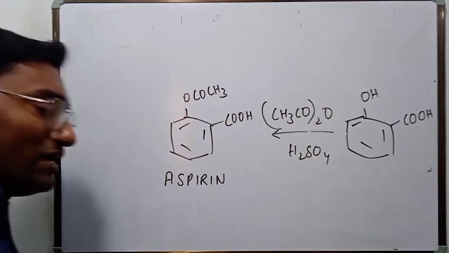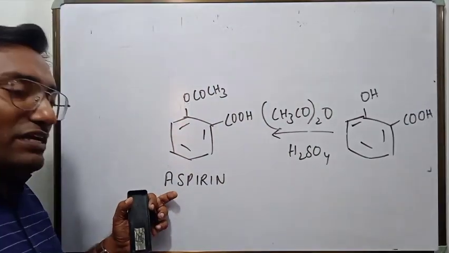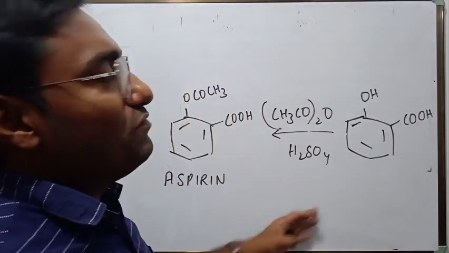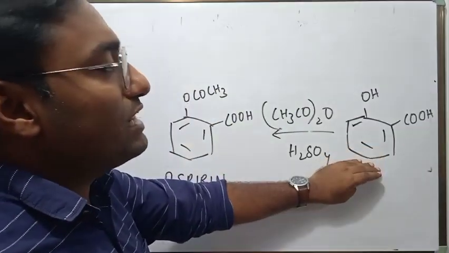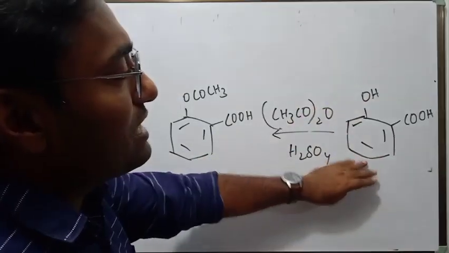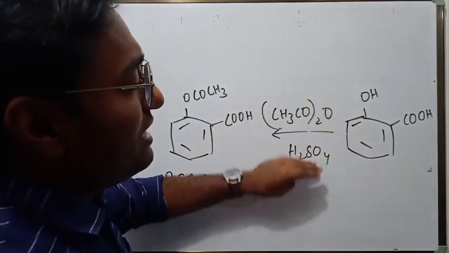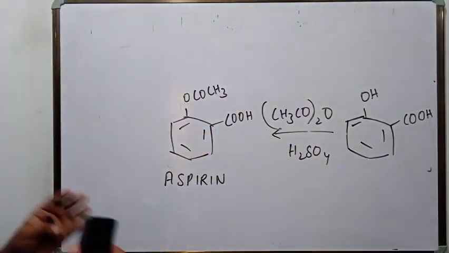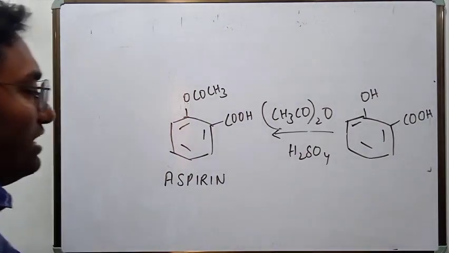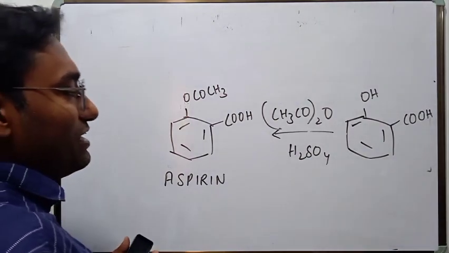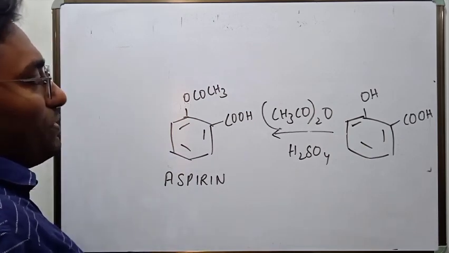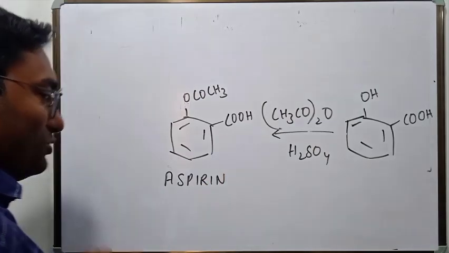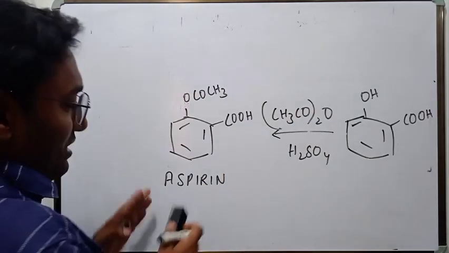So you can indirectly make aspirin from Kolbe-Schmidt reaction, correct? For making aspirin, first of all you have to make salicylic acid using Kolbe-Schmidt reaction, and after making salicylic acid you have to treat it with acetic anhydride, reflux it in catalytic amount of H2SO4, you get aspirin. So it is indirectly used in the preparation of aspirin, and aspirin, you know, is an anti-inflammatory analgesic drug, and it is also a platelet aggregation inhibitor. So it's a very important drug. So you can make it through this reaction.